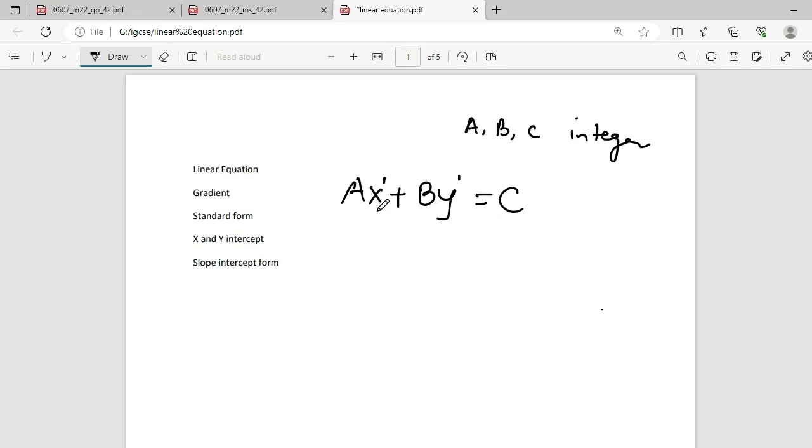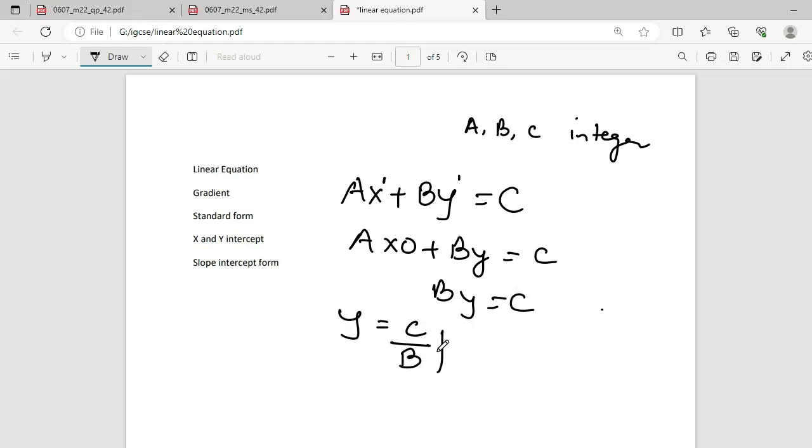Okay, so standard form, if you see here, ax plus by is equal to c, this we call a standard form. Now suppose x is equal to 0. In that scenario a into 0 plus b into y is equal to c. This will be 0, so we get by is equal to c and y is equal to c upon b. Okay, so this is the value of y when x is 0. Whenever x is 0 and we get the value of y, this we call the y-intercept.